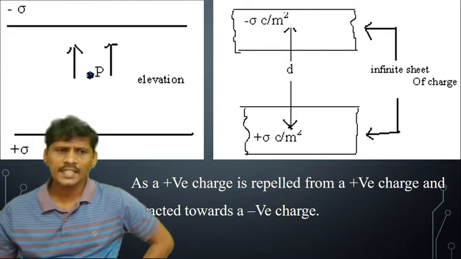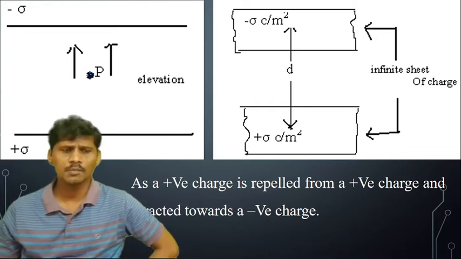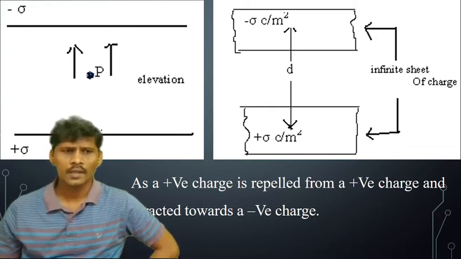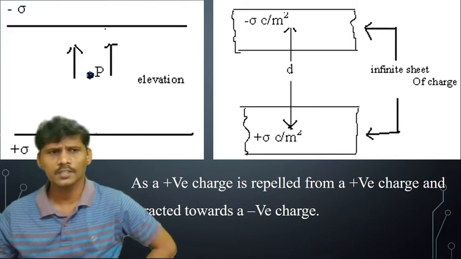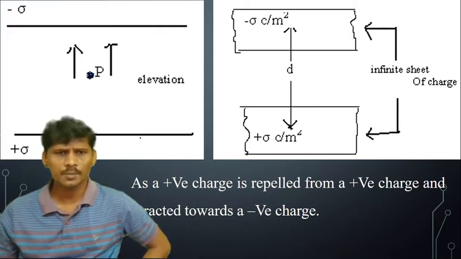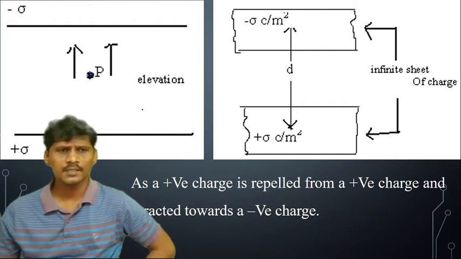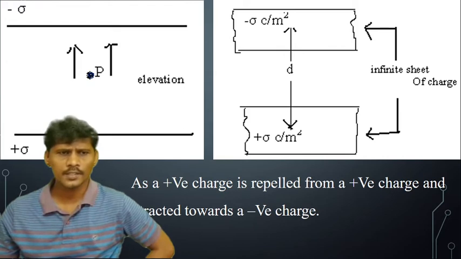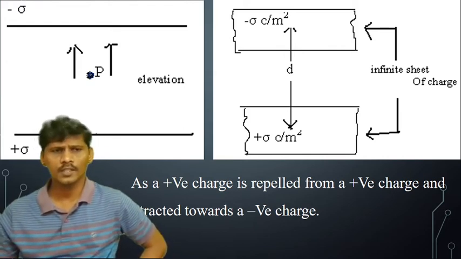So this is conducting sheet 1. Its charge density is plus sigma coulombs per meter square. And this is the second conducting sheet, with charge density minus sigma coulombs per meter square. These two conducting sheets are separated by d meters. Calculate the electric field intensity at point P, which is considered between the two conducting sheets.